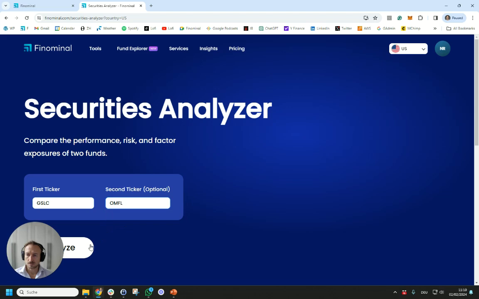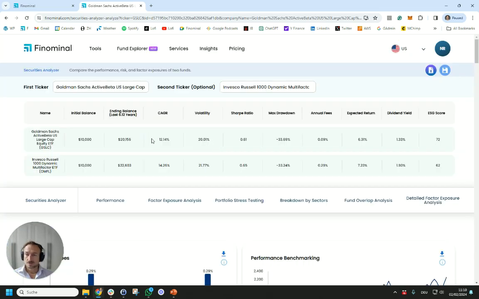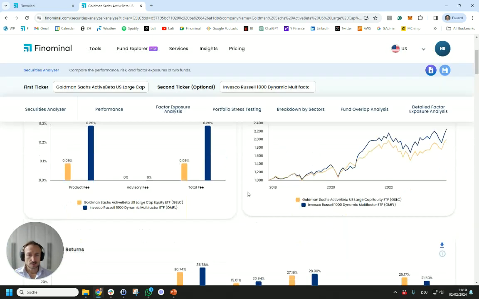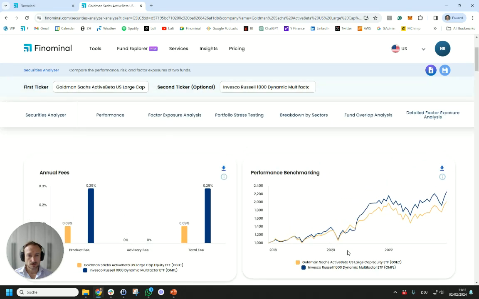Did I get that right? I did. Too many tickers. And yes, from a performance perspective, indeed we see that OMFL, the blue line, has outperformed GSLC, and GSLC is like the S&P 500, right? It's an index hugger, effectively. We do see also that from a fee perspective, Invesco's product is more expensive at 29 basis points versus 9, but there is no problem paying high fees for better performance.